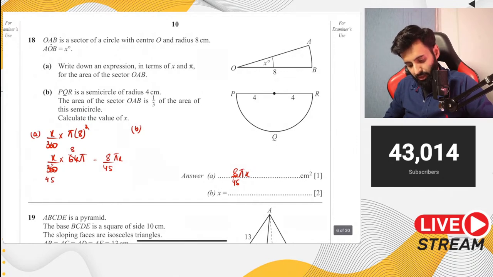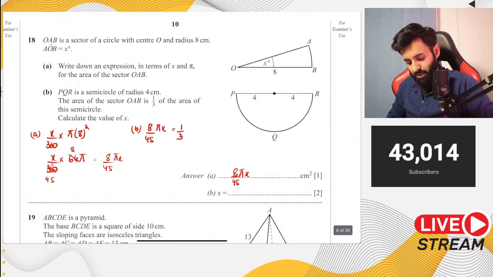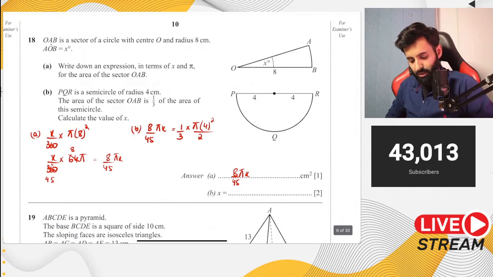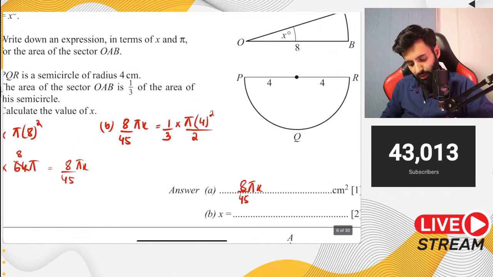Okay, so the area of the sector, which is 8 upon 45 pi x, is 1/3 the area of the semicircle. So that means 1/3 of pi into 4 square upon 2. Why pi into 4 square upon 2? Because, like I said, it's 1/3.